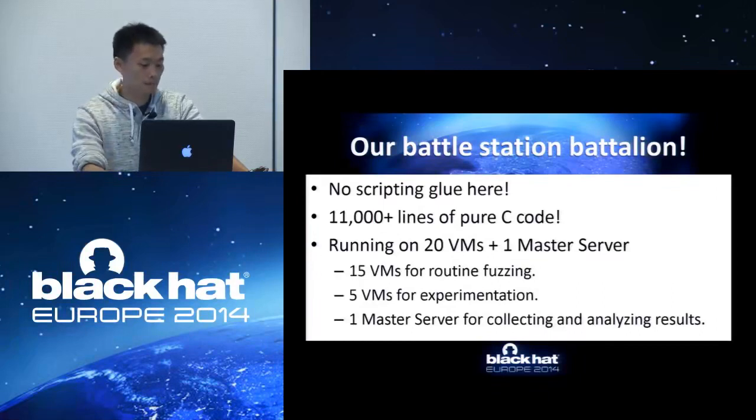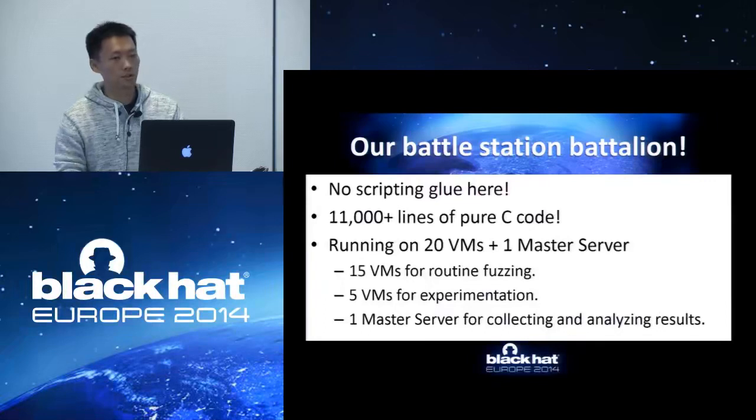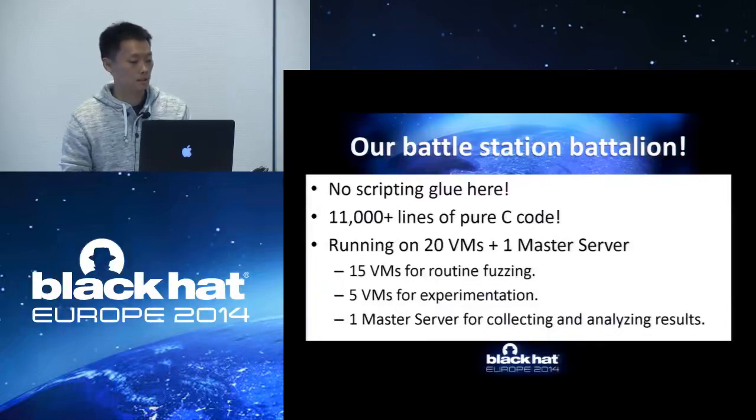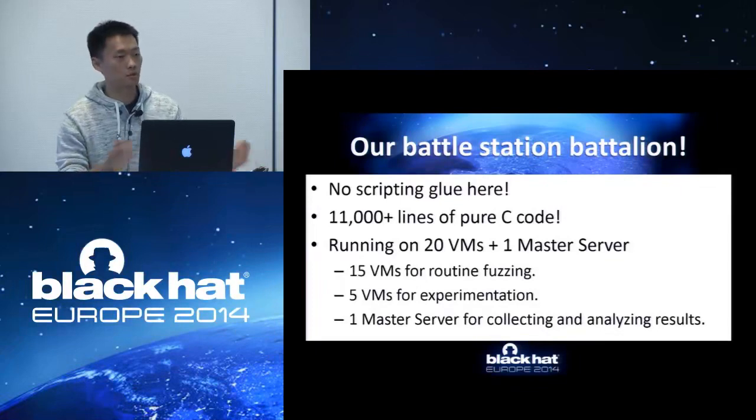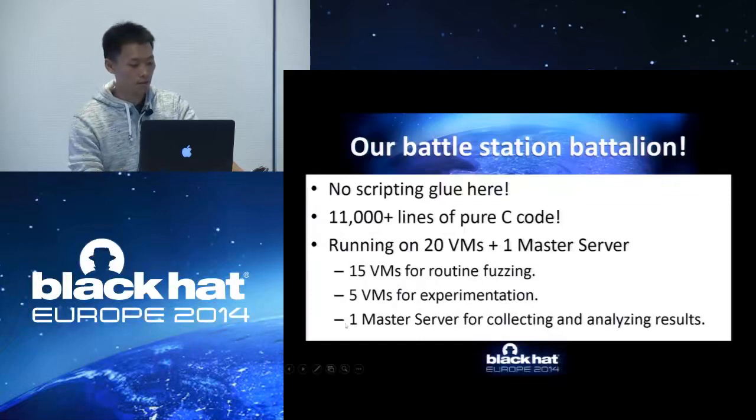We have a so-called 1 million sample rule. If we have a new idea, we will run it. And if after 1 million samples we didn't find anything interesting, then we will stop. Probably that direction is wrong, and probably the module we are trying to fuzz is very robust. So this is our 1 million rule. And we have 1 master server to collect and analyze all the results.